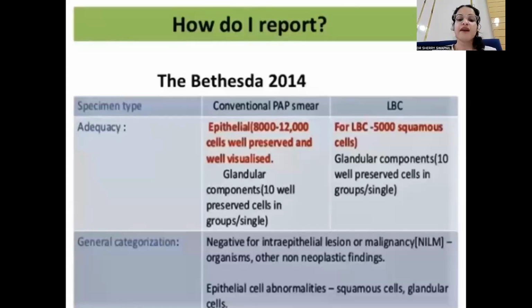Now about endocervical cells. Yes, endocervical cells are very important. They should be visible, but they are not in the adequacy criteria according to Bethesda 2014. So if you see endocervical cells, then you should mention it, and if they are not there, then we can mention they are absent, but it is not the adequacy criteria. We cannot reject the sample in case of absence of endocervical cells. So what is the minimum amount of cells that we should see? These are around 10 well preserved cells arranged in groups and singly.